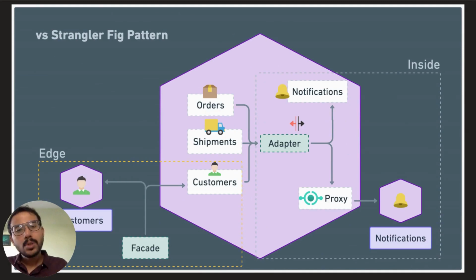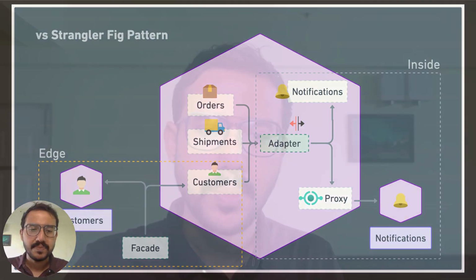Strangler fig pattern can be used at the edge of the monolith, wrapping around the outside of it. Whereas branch by abstraction pattern can be used deeper inside the monolith, at any point. However, both the systems allow us to break down a monolith and replace any functionality while our system is in production, like replacing the wings of a plane while it is in flight.